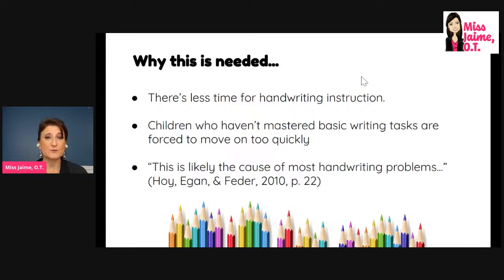So why I felt that this webinar is needed, there is a lot less time for handwriting instruction. Back in the old days, kids used to have a lot of time to learn this. And nowadays, especially, unfortunately, with everything that's going on with COVID, our teachers are under so much stress to cover so much material that there's just less time for handwriting instruction. And what happens is that children who haven't mastered basic handwriting tasks, basic strokes or basic letters or shapes, they're forced to move on too quickly to keep up with everyone else.